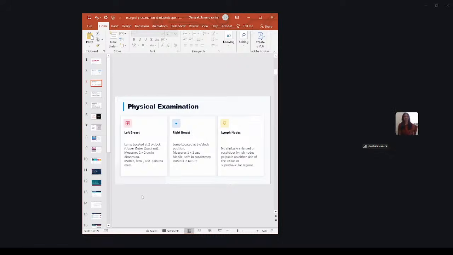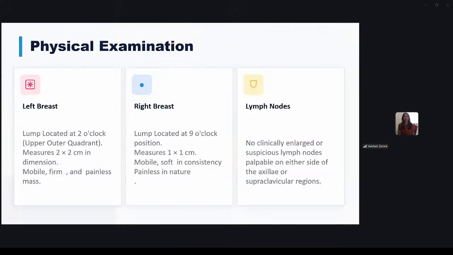Correct. Yes, ma'am. Thank you. I think Dr. Akanksha should proceed, because we have still one more case. So, Akanksha, please go ahead. Okay, ma'am.